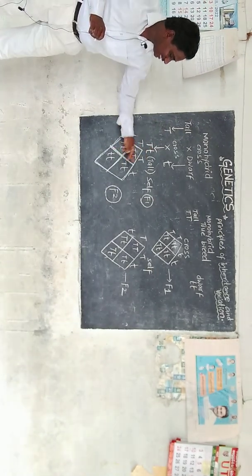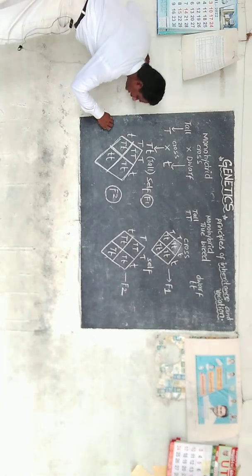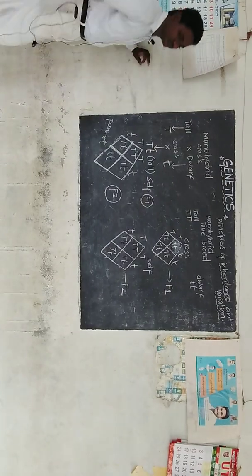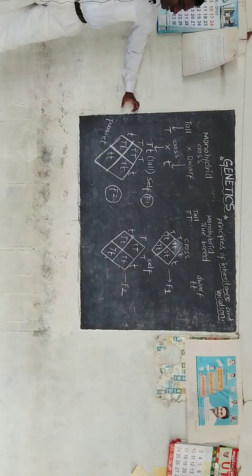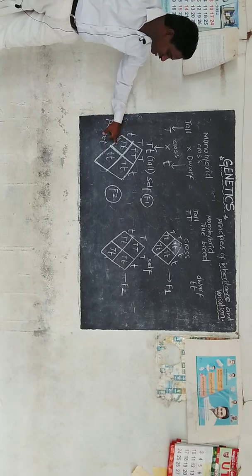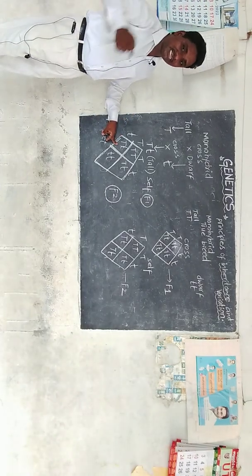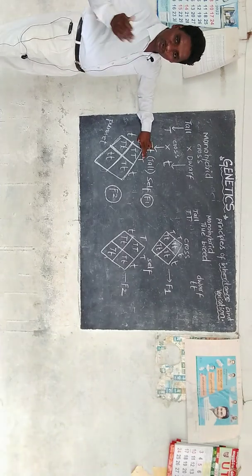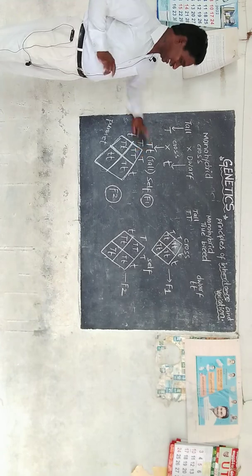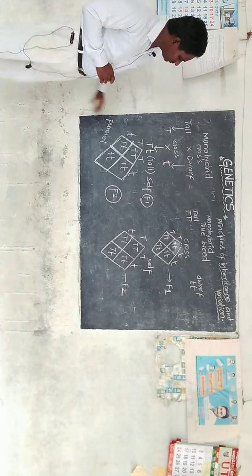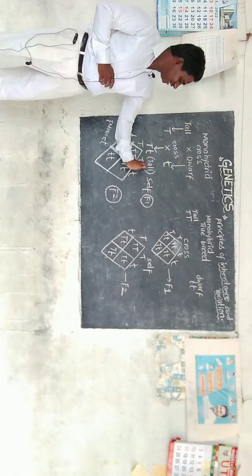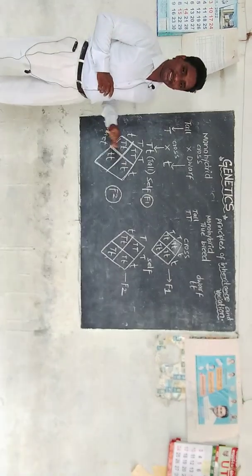It looks like a checker square. Punnett is the name of a scientist, a British scientist, Reginald C. Punnett. He introduced this to explain very clearly the result of the progeny, the result of the cross fertilization or the result of the self fertilization. Here you can observe, we can write one of the traits on the left side and the other trait on the right side.